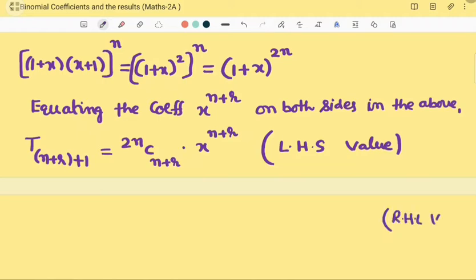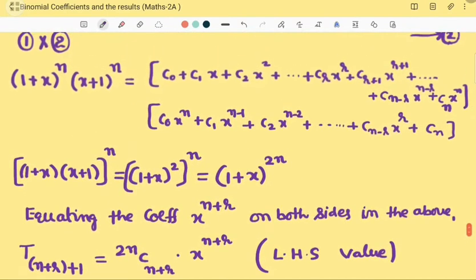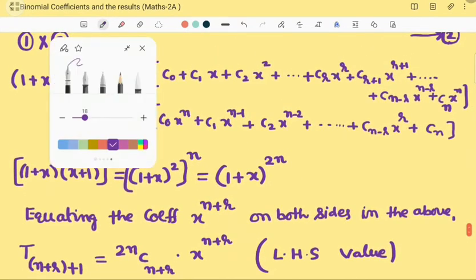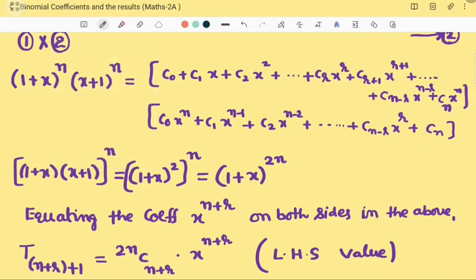Now I am explaining the RHS value. I will denote it with a different pen to understand that easily. The coefficient of x^(n+r) we want. Taking C0 x^n into Cr x^r, x^n into x^r gives x^(n+r) only, no? So that means C0 into Cr we will write in the RHS value.